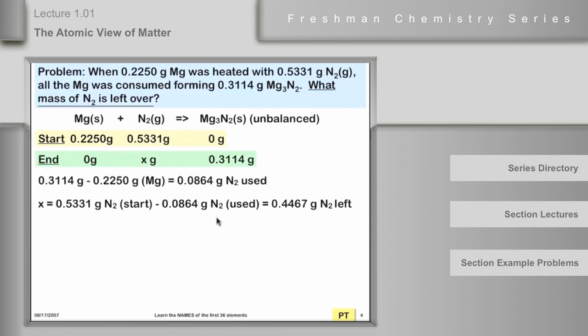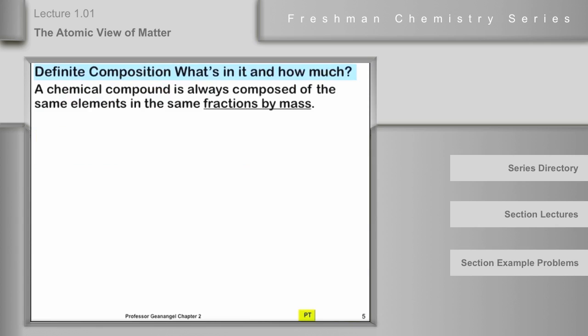It's the most straightforward. The next one I want to look at is called the law of definite composition. And you could sort of subtitle that, what's in it and how much. Okay? If you have a chemical compound, no matter where it came from, who made it, it will always have the same composition, meaning the same elements in the same fractions by mass. This is one of the characteristics of chemical compounds. Of course, they have to be pure. That goes without saying. But they have a composition, and that composition is always the same.